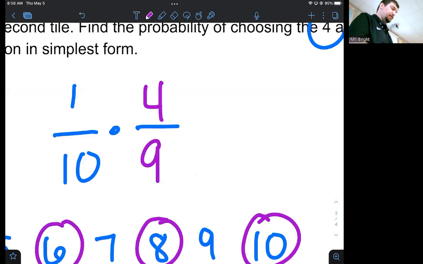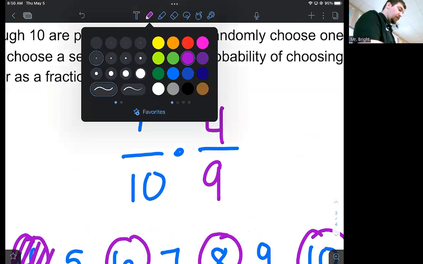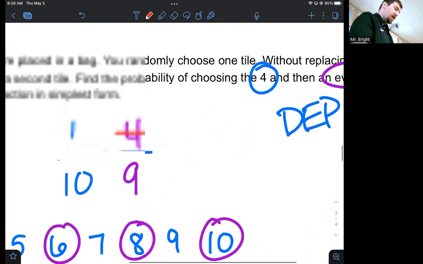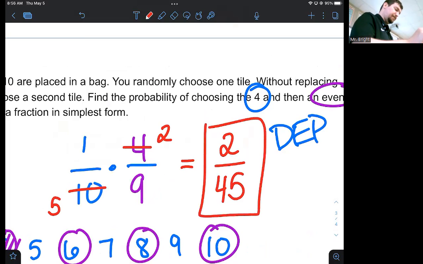Does anything cancel here? The 4 and the 10? Okay, 4 goes into, oh, wait, is it? 2 goes into 4. There we go. 2 goes into 4 twice, and 2 goes into 10 5 times. That sounds better. On top, what's 1 times 2? 2. And on bottom, what's 5 times 9? So it's dependent and it has a probability of 2/45.